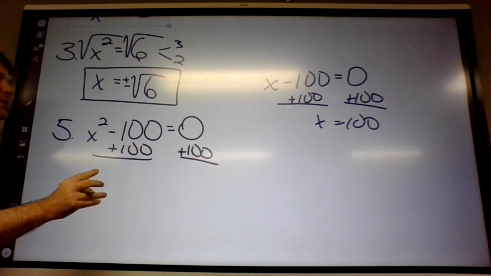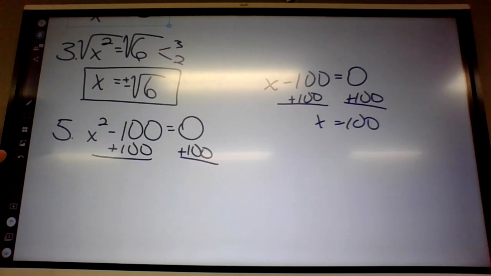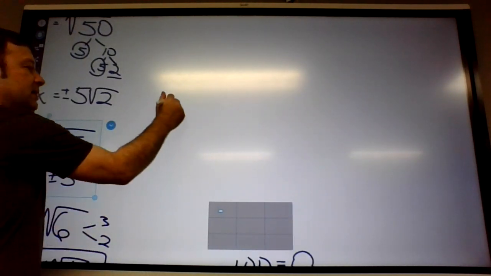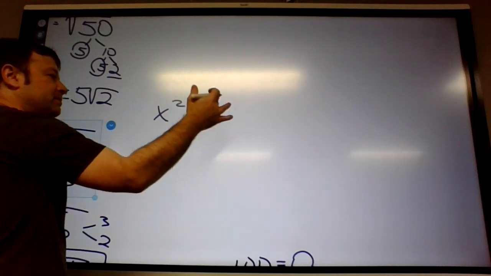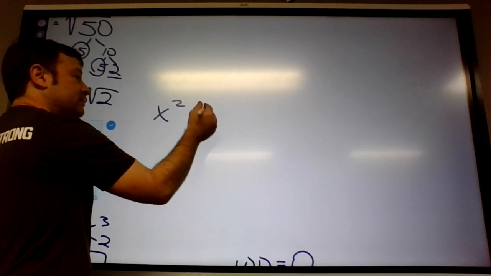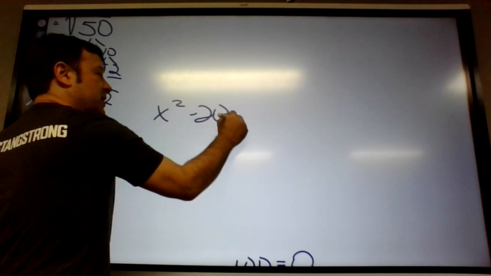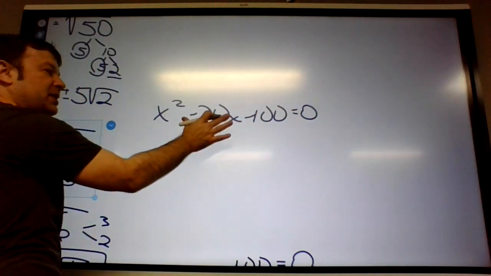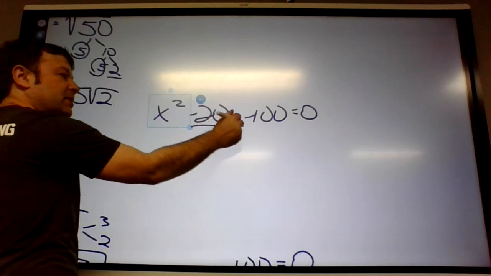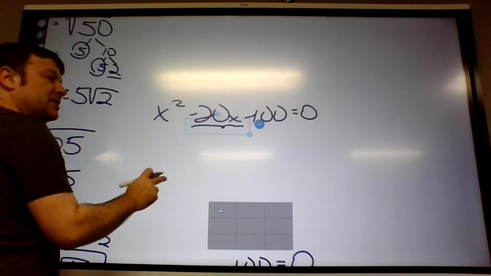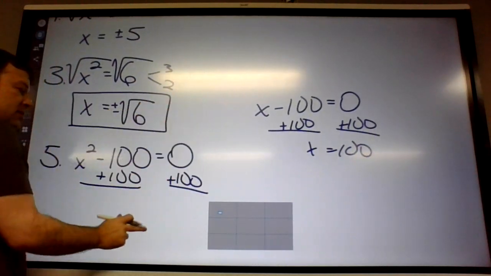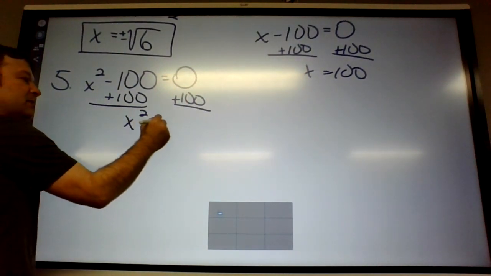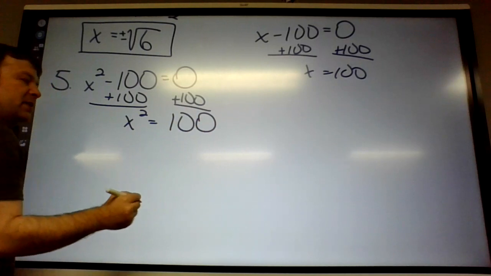Okay. Did that make sense why this is different than yesterday's? Yesterday's was more complex. Yesterday had like minus 20x minus 100. So this one you can't just get the x squared by itself because it's got this term. So we had to factor these because they're more complicated. But these we can just get x squared by itself. So we get x squared equals 100, and then what do we do?